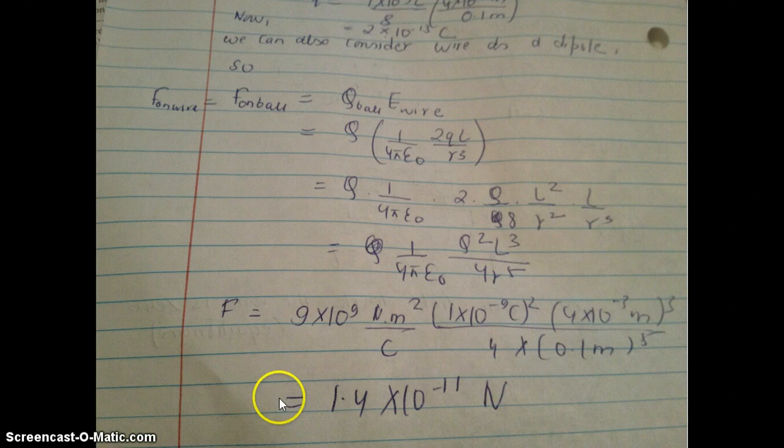Doing so, I got a value of 1.4 × 10^-11 newton, and this is the force that the ball exerts on the wire. The main concept of this problem is that the ball polarizes the wire, and also the net electric field inside the wire must be 0 in equilibrium.